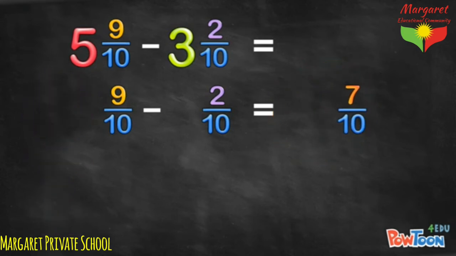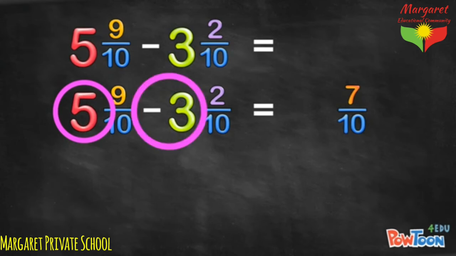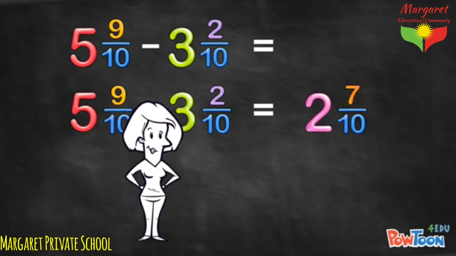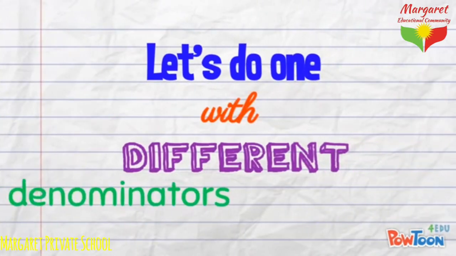Next, we do the whole number parts. We've got 5 minus 3. That's 2. We can fit it in right here. Our answer is 2 7/10. We're all done. I didn't squash any of it up. It's all on a single line. Cool.